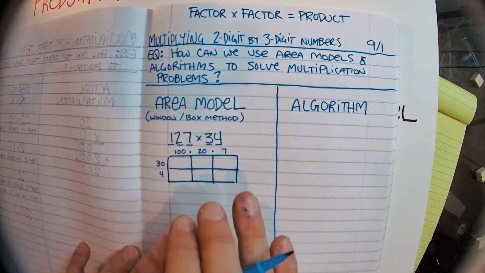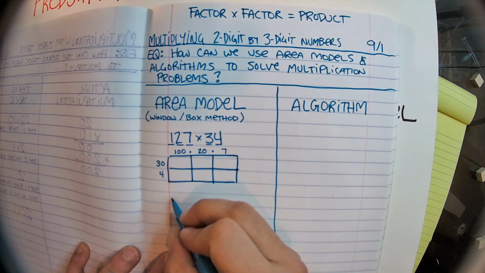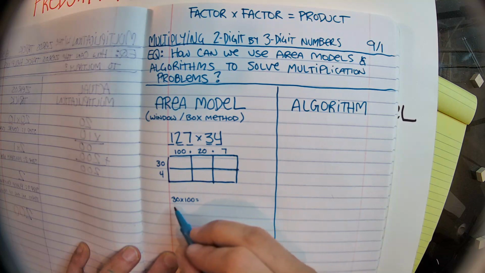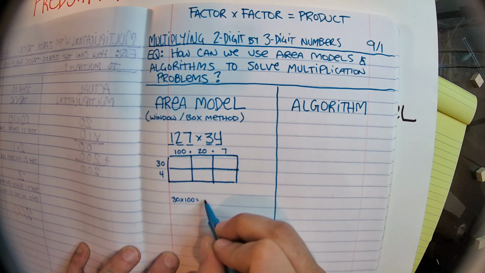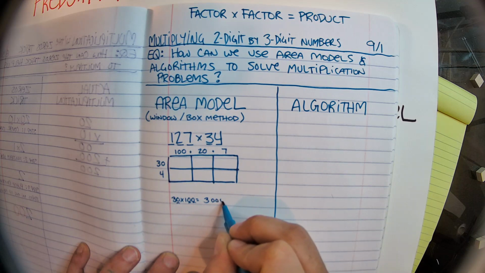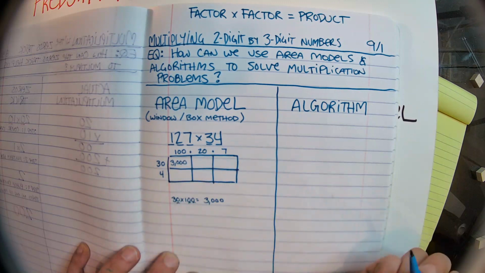All I have to do at this point is complete the math on the inside. So the first thing that I'm going to do is 30 times 100. Remember, using the zeros trick, cover up the zeros. 3 times 1 is 3, and you have 1, 2, 3 zeros. So 30 times 100 is 3,000.